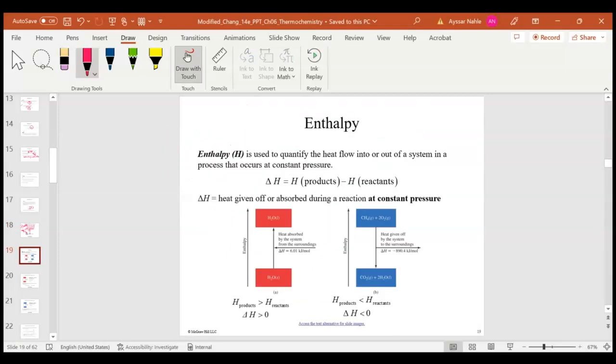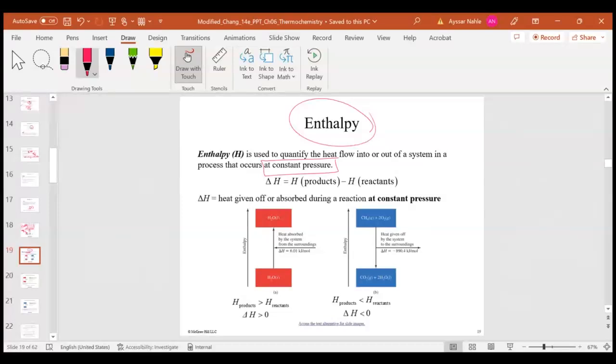Okay, enthalpy. Now we're going through the enthalpy. Enthalpy H is used to quantify the heat flow into and out of the system in a process that occurs at constant pressure. What does constant pressure mean? I have a beaker, I have A and B, I add them together, a reaction will take place, but the beaker is open to the atmosphere. Open to the atmosphere means the pressure of the system is equal to the pressure outside. If I close it, I'm far away from constant pressure. Now the pressure must be constant.